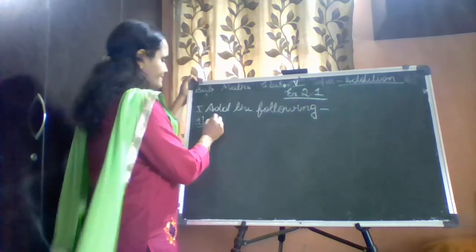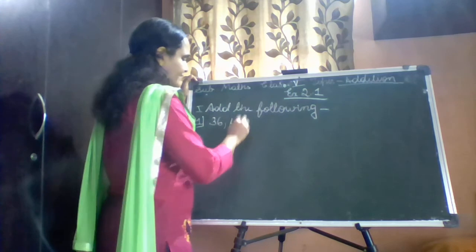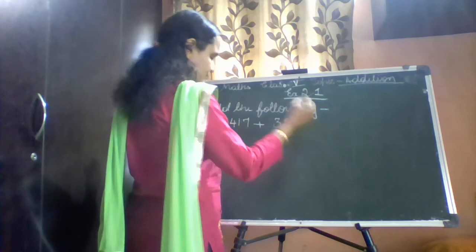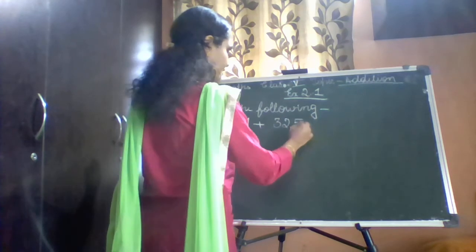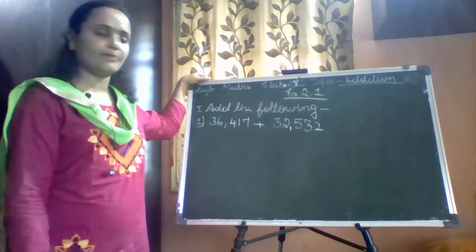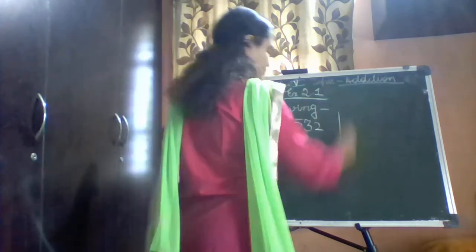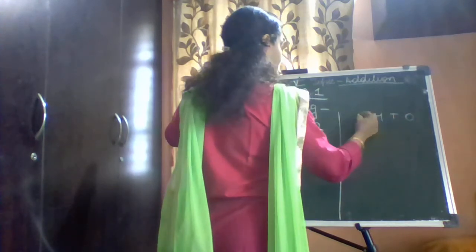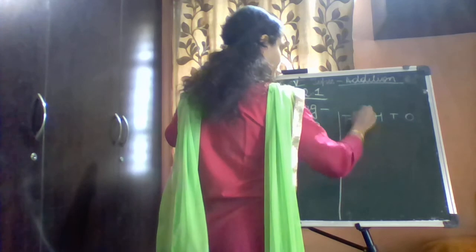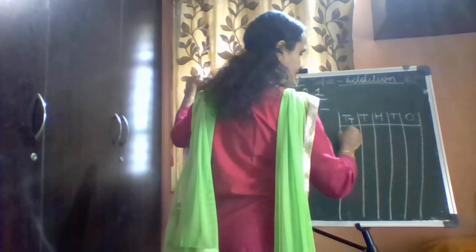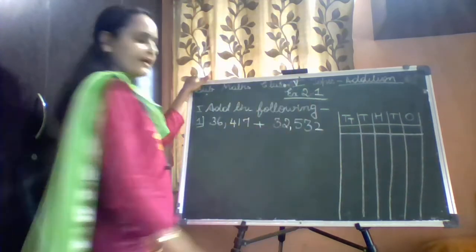They've given us 36417 plus 32532. What we will do is put these numbers under the place values. So you do it in your working column. What are the place values? Ones, tens, hundreds, thousand, and then 10,000. Make a column for that. What you do is leave the first column blank.